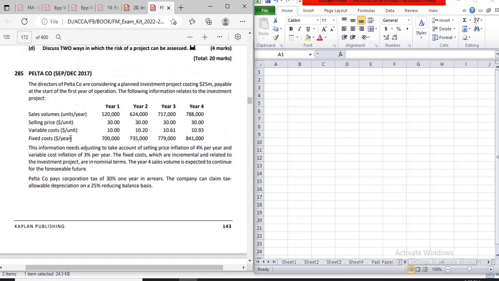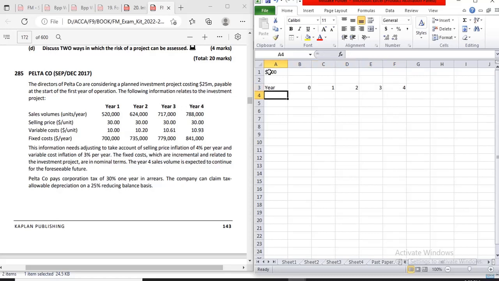The directors of Pelta company are considering a planned investment project costing $25 million, payable at the start of the first year of operation. The following information relates to the investment project. First we will write it down here. We will take 30 as common in our calculation, and the life of the project is 4 years.